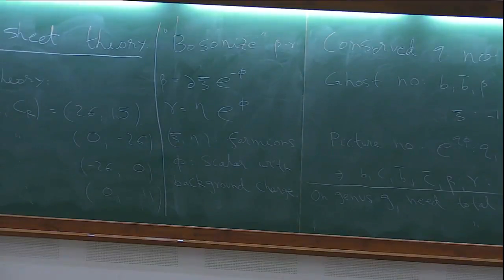So the BRST charge QB will be integral JB. Okay, I'll define what these are. So JB is C times Tm plus T beta gamma plus gamma Tf plus BC del C minus 1/4 gamma square B.